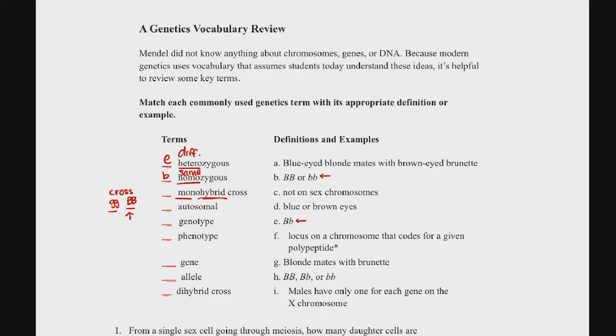So a definition of that we can find here. Blonde mates with brunette. If we're using B as our allele choice and brunette being dominant, a monohybrid cross would mean that the brunette looks like this and the blonde is homozygous recessive.